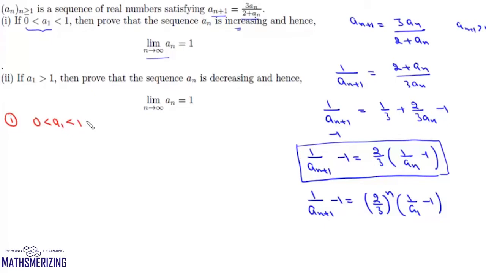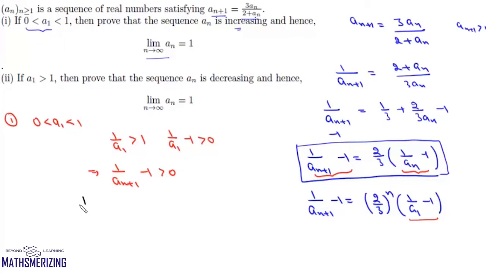Now we'll take the first case, when a_1 lies between 0 and 1. If a_1 lies between 0 and 1, then 1 upon a_1 will be greater than 1, so 1 upon a_1 minus 1 will be greater than 0. If 1 upon a_1 minus 1 is greater than 0, then from here we can say 1 upon a_{n+1} minus 1 will also be greater than 0. So this expression will be positive, and this expression also will be positive.